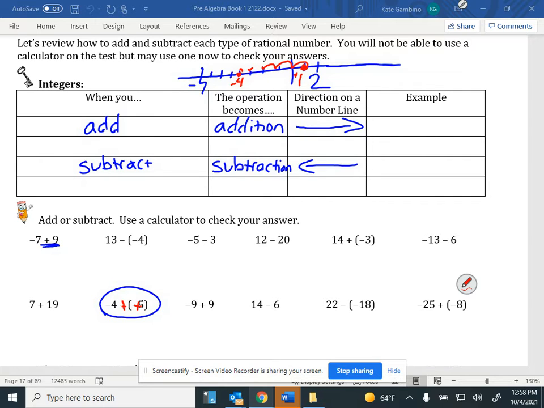So that first number, you never change if it's positive or negative. That first number tells you where to start on the number line. The second, the operation, and that second number tells you which way you're going on the number line. Andrea. So it's 13 minus negative 4, 17. So 13 minus negative 4, you would be adding a positive 4. You are correct.